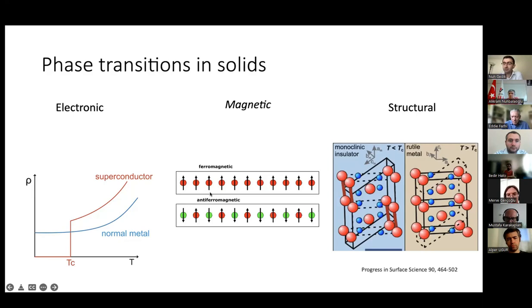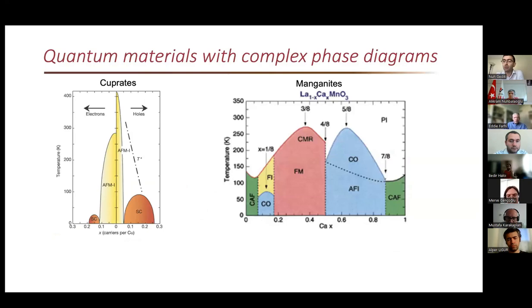And now I'm ready to show you a bit more realistic phase diagram of some of the quantum materials. So here I just put two examples. One of them is high temperature superconductors, cuprates. The other one is another family of materials called manganites, okay? Now what I'm plotting here, the behavior of the phases of this material as a function of temperature and chemical concentration, how many electrons are we adding to this material? And usually the chemical concentration is controlled by doping. So if you substitute lanthanum for calcium, you add more electrons, et cetera.